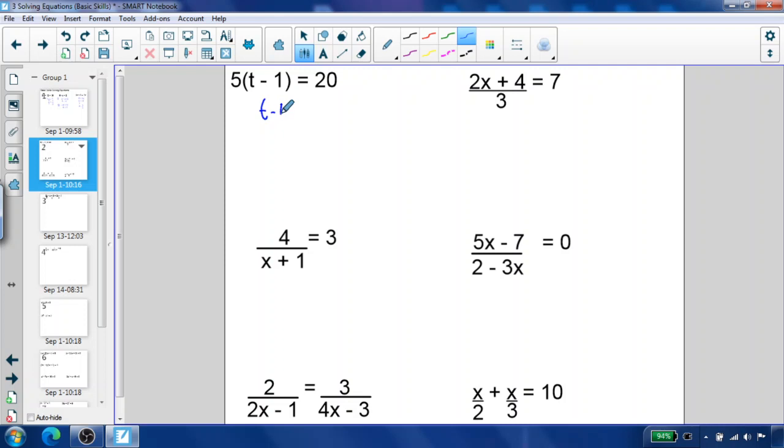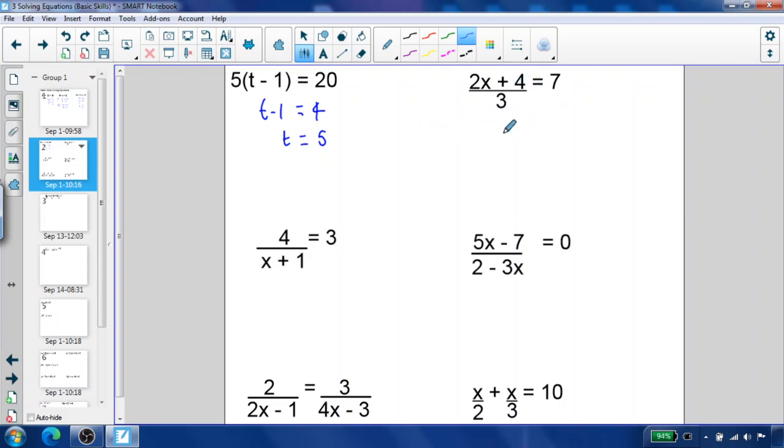So we're left with t minus 1 on this side. I don't need the brackets anymore. And 20 divided by 5 is 4. Now let's work with the minus 1. I'm going to add 1 to both sides. So t is equal to 5.